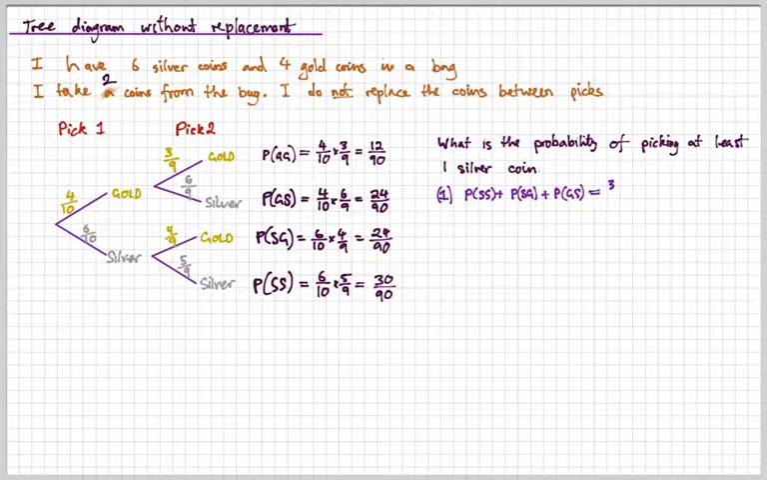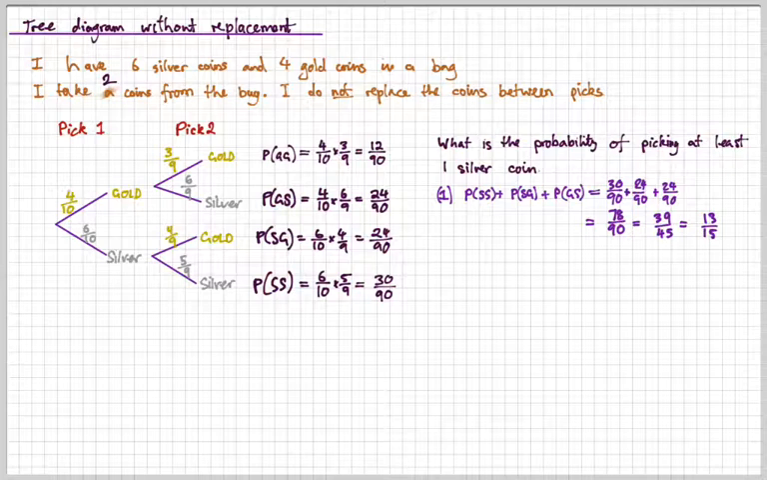So the probability of silver silver was 30/90. The probability of silver gold was 24/90. The probability of gold silver was 24/90. And so if we add those probabilities up, we get 78/90, which you could simplify to 39/45, and you could then simplify that again to 13/15. Okay, that's the simplest form there.